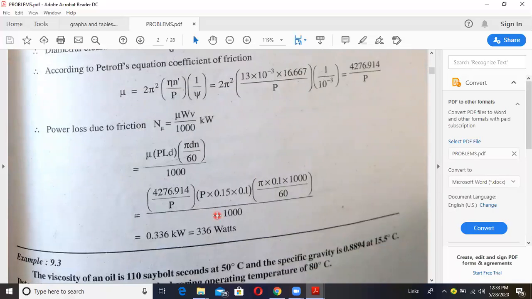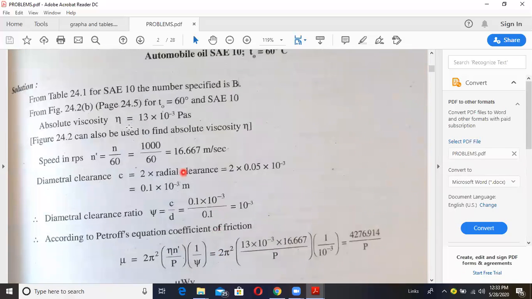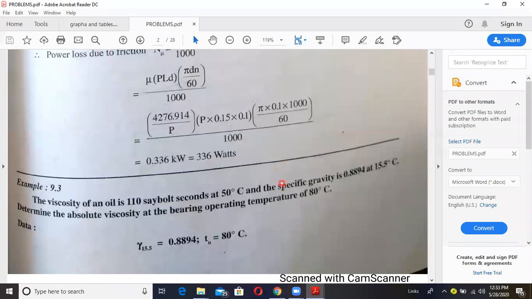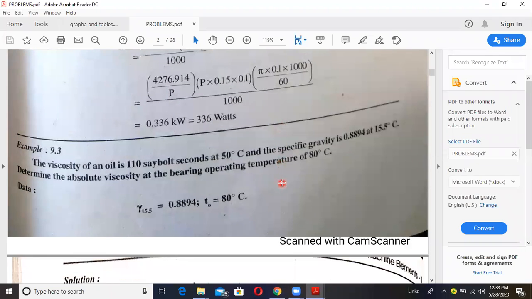Understood? Yes, sir. So here the very important thing is calculation of neta by using the figure. Any doubt in calculation of neta by figure? No, sir.